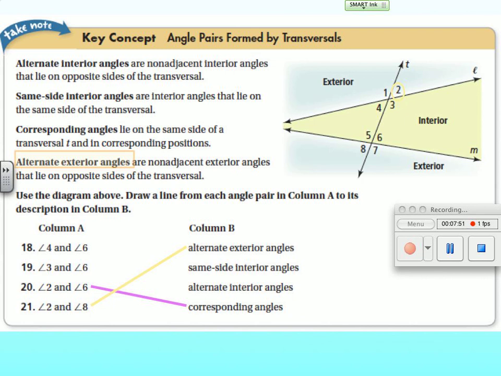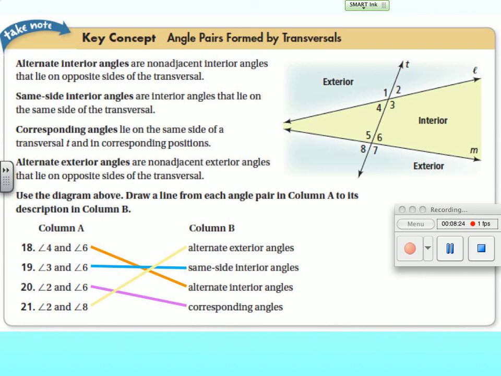So apparently I've already got 2 lines drawn here for the diagram, so you only have to do 2 more lines. Angle 4 and angle 6, again, are alternate interior angles. Angle 3 and angle 6 are same side interior angles. They're in the interior. Angle 2 and angle 6 are my corresponding angles, and angle 2 and angle 8 are my alternate exterior angles. So let's identify an angle pair.